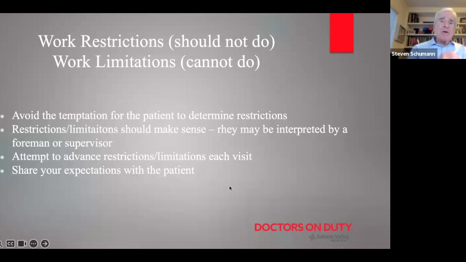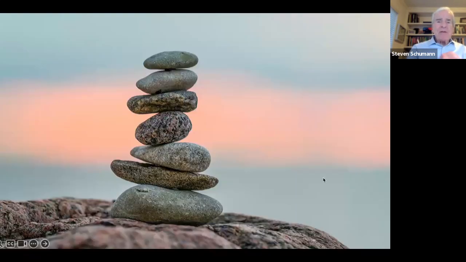And then share your expectations with the patient. How long are these going to go on? What's the next step? You want to be sure that the patient's expectations align with yours, so they know where you're going. Talk to them about the treatment plan, and the restrictions and limitations are part of that treatment plan. So the patient should understand where you're headed, and when you think, to the extent you can predict, they're going to be well, so they're not surprised with what you're doing. So give those things some thought. I think we're generally doing a good job with limitations and restrictions, but keep those things in mind.